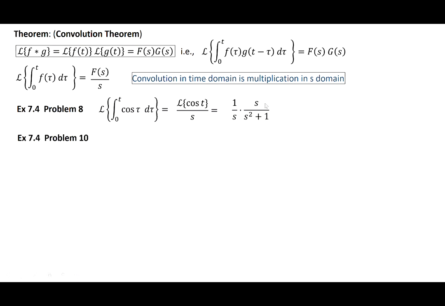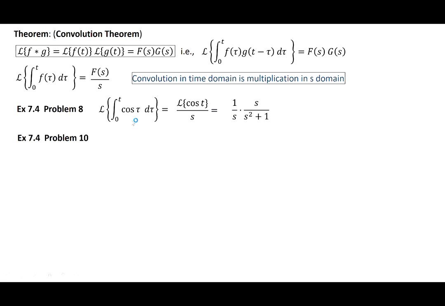Oh, by the way, I didn't simplify this. That's just 1 over s squared plus 1. Right? 1 over s squared plus 1. Wait. Did the Laplace of the integral from 0 to t of cosine tau d tau turn out to be 1 over s squared plus 1? Does it make any sense?